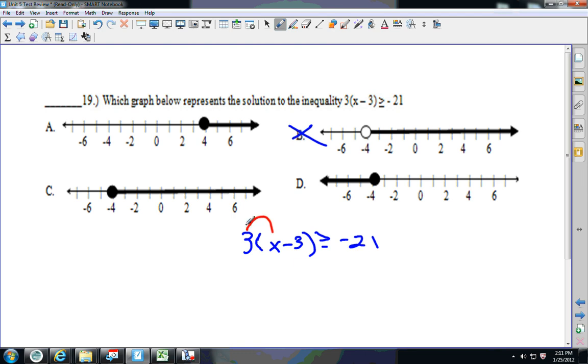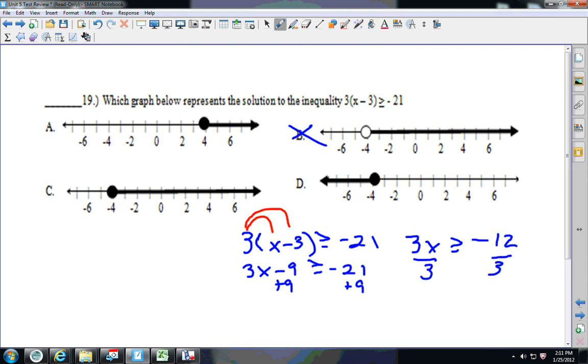So I'm going to take 3 times x and 3 times -3. I get 3x minus 9 greater than or equal to -21. Add 9 to each side. 3x is greater than or equal to -12. Divide by 3. Am I dividing by a negative? No, so the signs stay the same. It's -4. It's greater than or equal to -4. So my answer would be C.